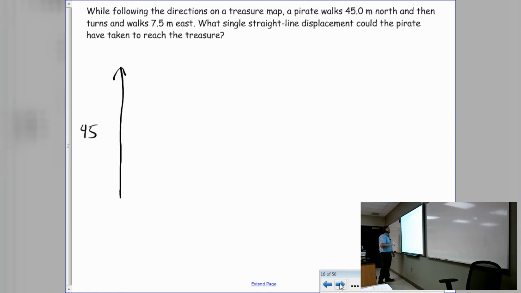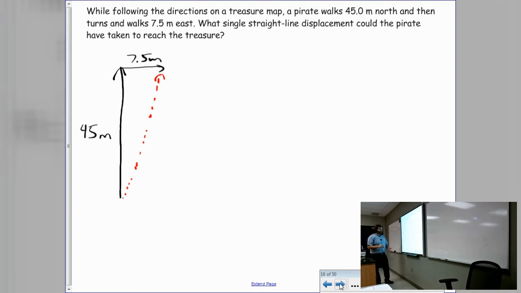So the pirate walks 45 meters north. That's my first vector. It has a magnitude, and I drew it north, so magnitude and direction. Then they turn and walk 7.5 meters east. Again, I would stress, do not draw that line too long, because in comparison to the other vector of 45, it's got to be a lot shorter. So the question is, what is the straight line portion that this pirate could have made? I'll draw a little dotted line to get to the treasure by moving along that hypotenuse.